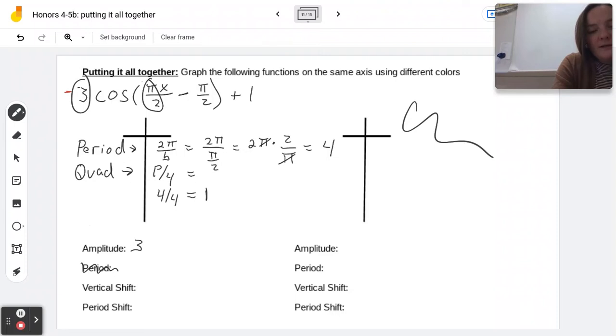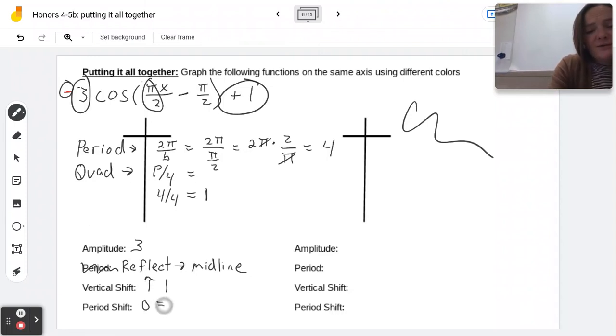We can see that there is going to be a reflection. Specifically, it's always across the midline, not necessarily across the x-axis because of this negative. So we can say that there's going to be a reflection specifically across the midline, whatever that might be. There is a vertical shift. It is going to be going up 1. And there is also a period shift.